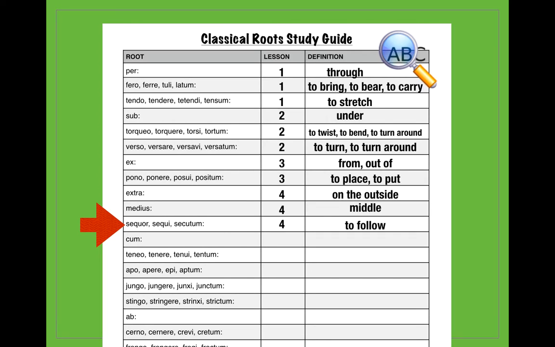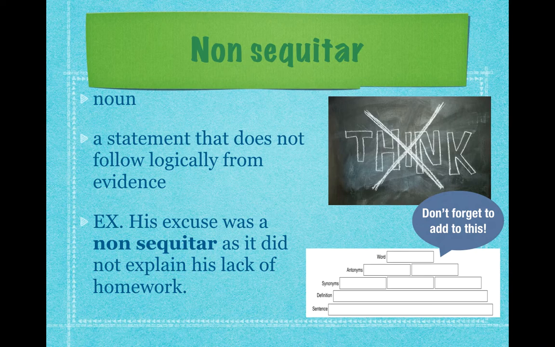The first word that uses this root is kind of unique. It looks like 2 separate words, but it's really just one term, non sequitur. This is a noun, and it means a statement that does not follow logical evidence. So it's a statement that does not really logically make sense based on evidence.